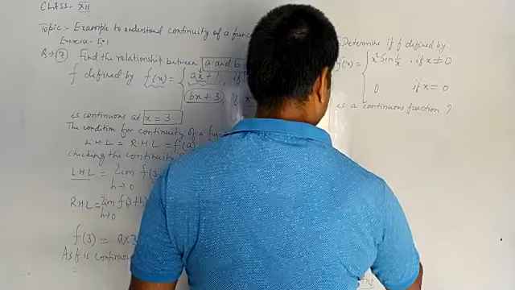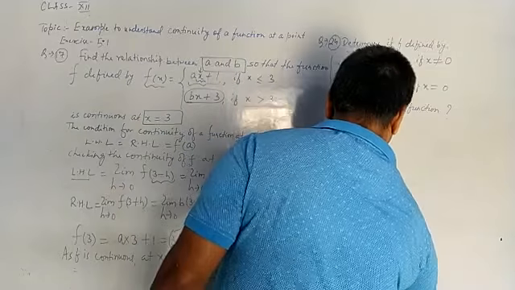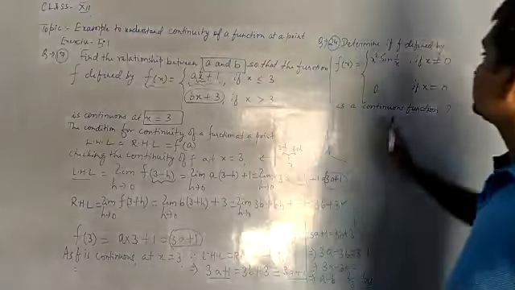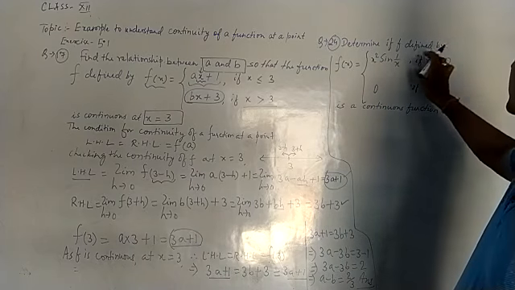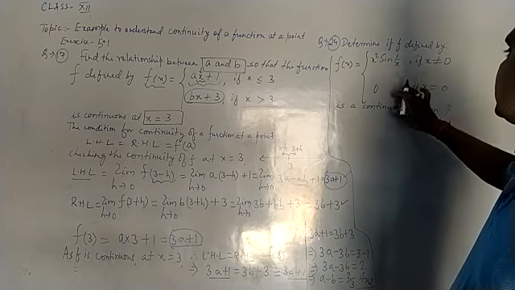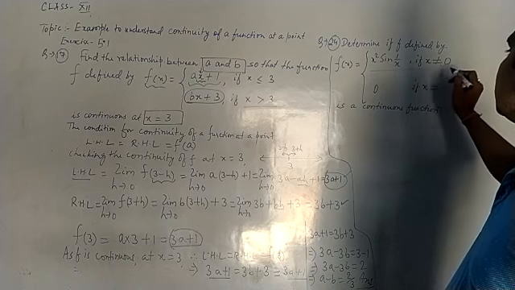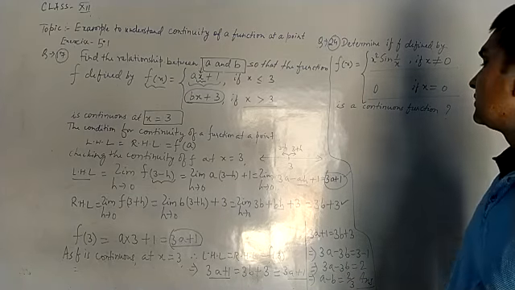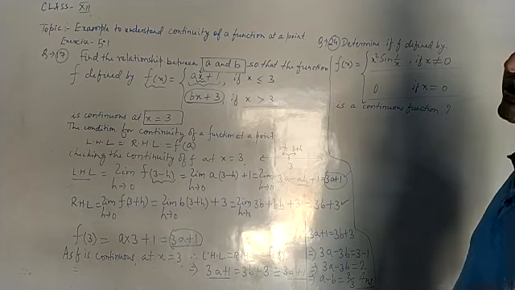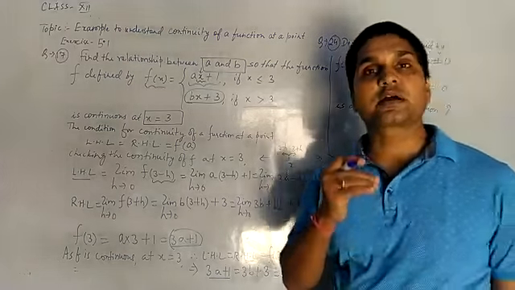It is not ending, this session is there. We will now try to do this question. Determine if f is defined in these two ways. First one is this, the second one is this. Okay, it's a continuous function. So where we need to check the continuity of the function, what is the critical point?